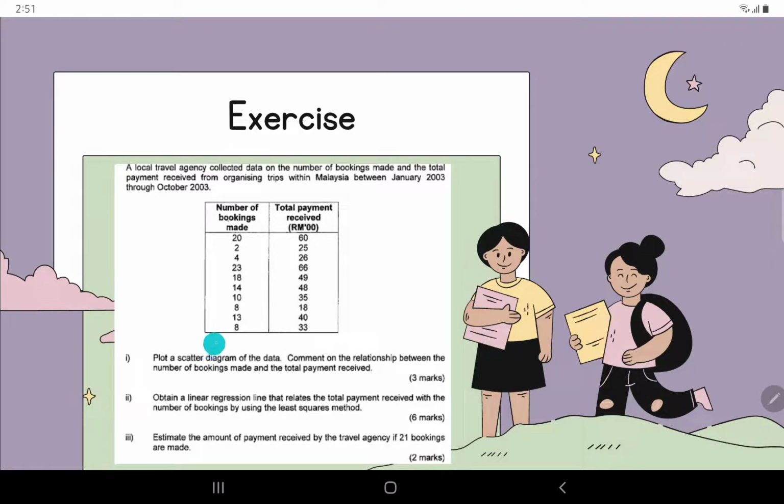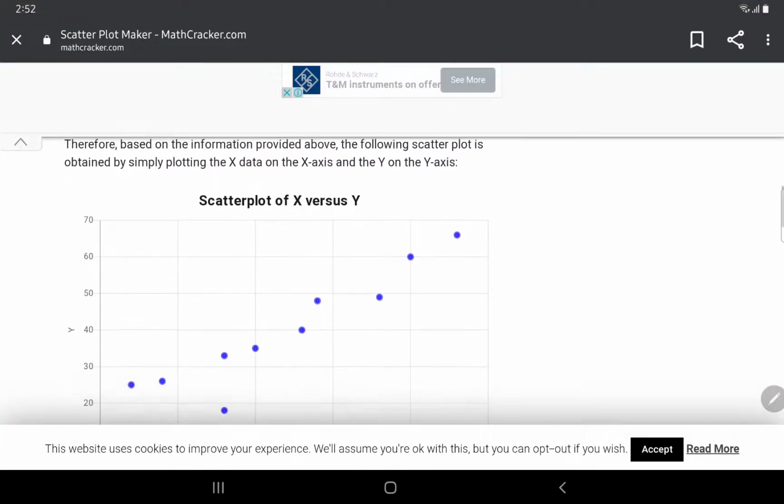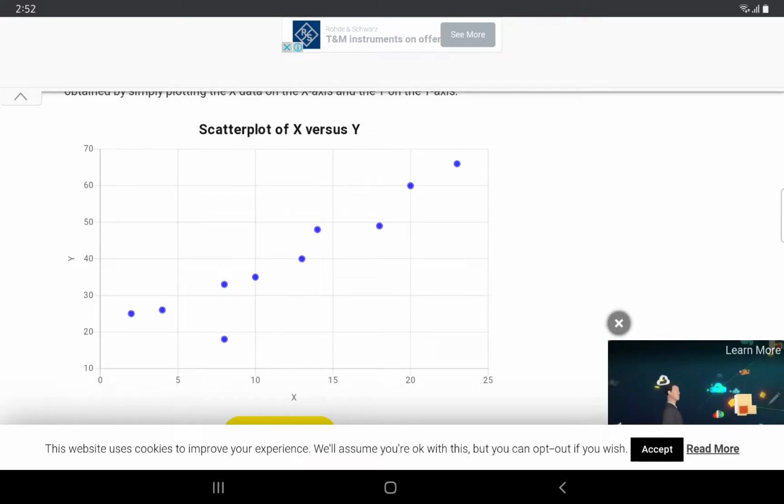Before we plot the scatter diagram, we need to decide which is our X and which is our Y. Okay, X is the independent variable. So, our independent variable is number of booking, which is X. Ini X kita. Dan total of payment is our dependent variable. Okay, dependent variable. So this is our Y. So here I use website ni mathcracker.com to plot our scatter plot. So our scatter plot will be like this.